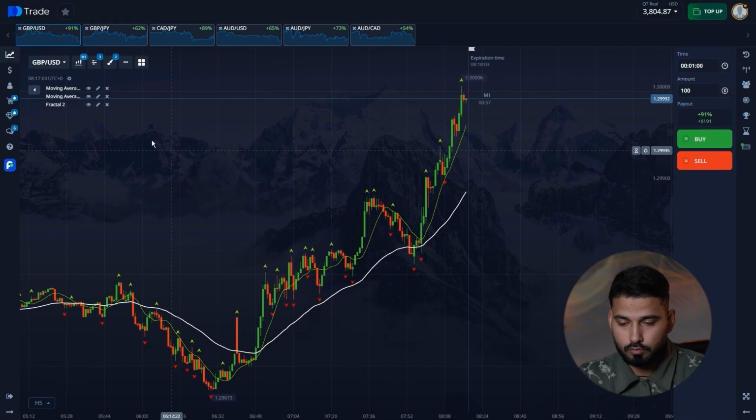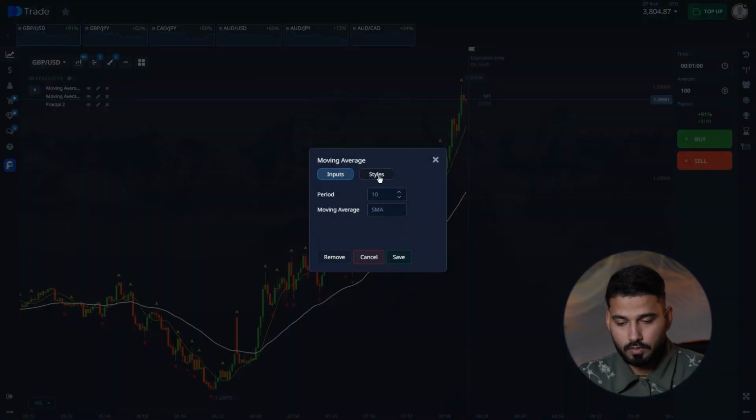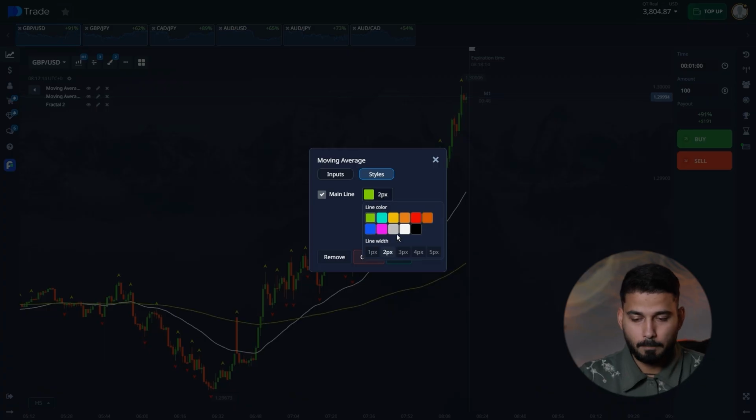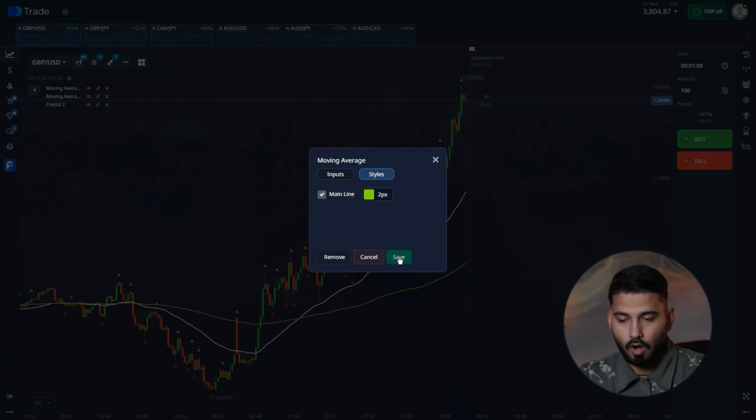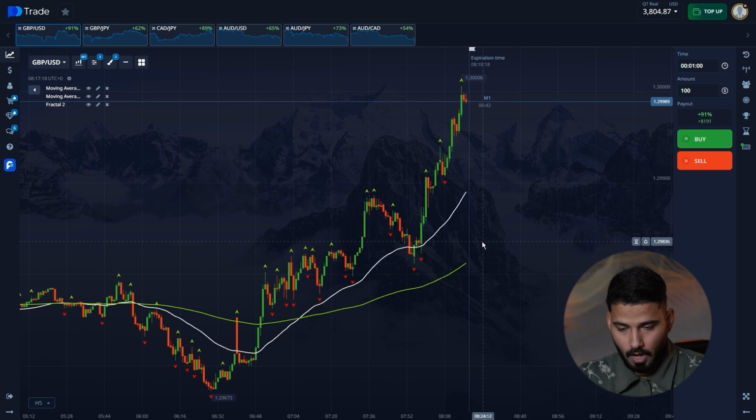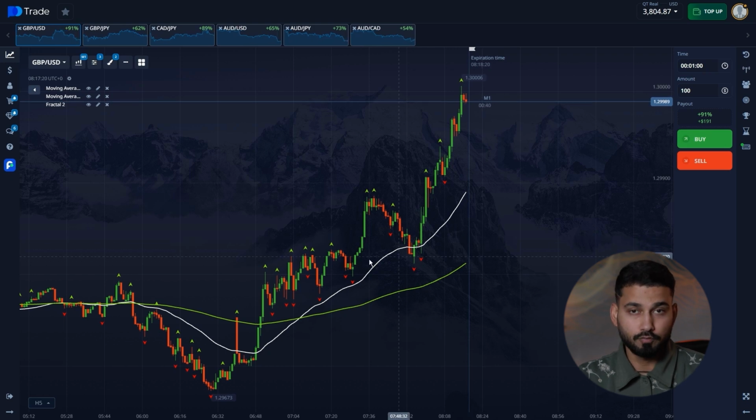Then let's move to the second one. For this we just set the period to 200 and also use EMA. Let's make it bolder for clarity. You can choose any color. It's a matter of taste. Now our system is up and running. I will show you how to use it for trading.